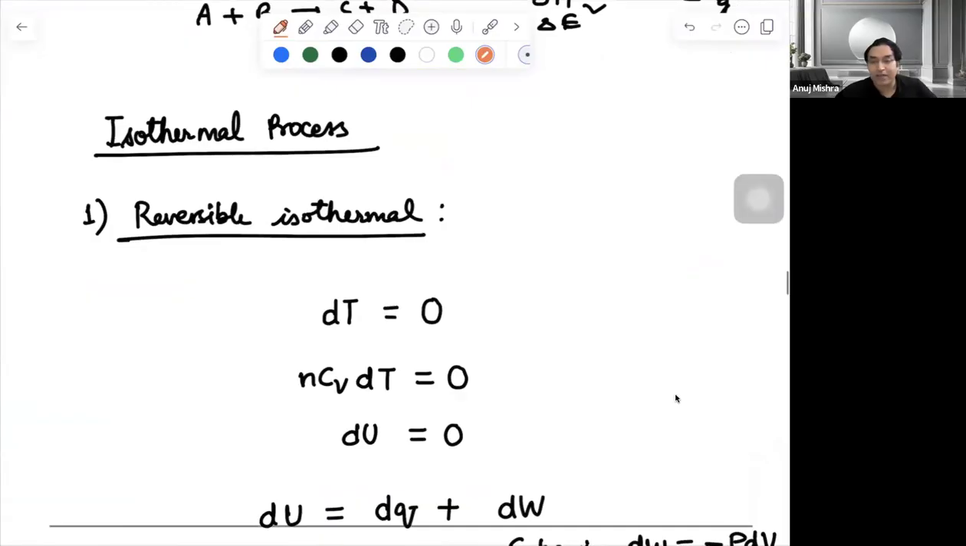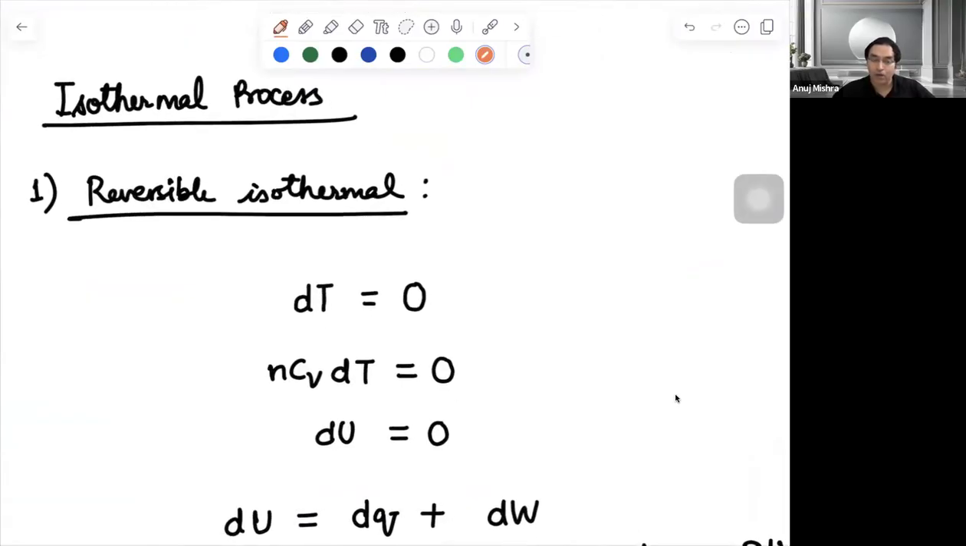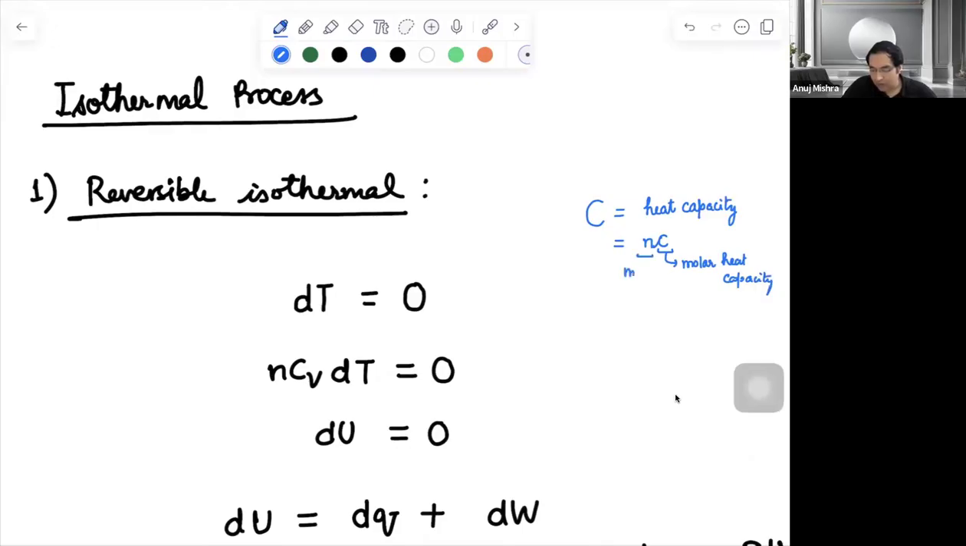If it is isothermal, can I say dT is 0? Temperature is constant, so dT becomes 0. What is nC dT? First try to understand what this C is. Write it down. C is defined as heat capacity, which is equal to n times small c. And what is small c? Small c is called molar heat capacity, and n is the number of moles.